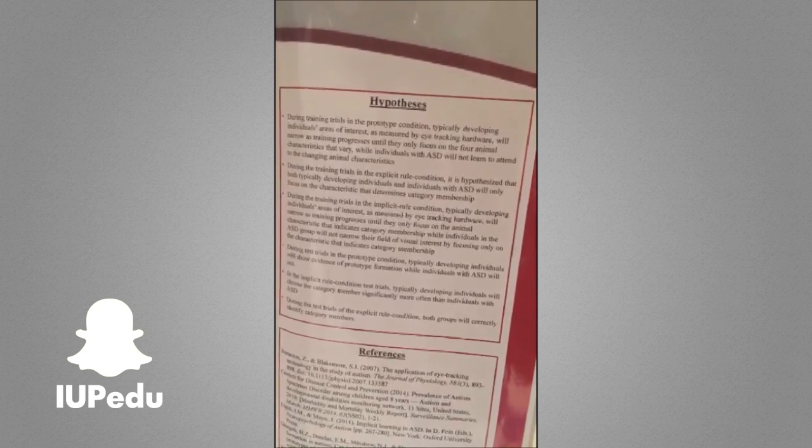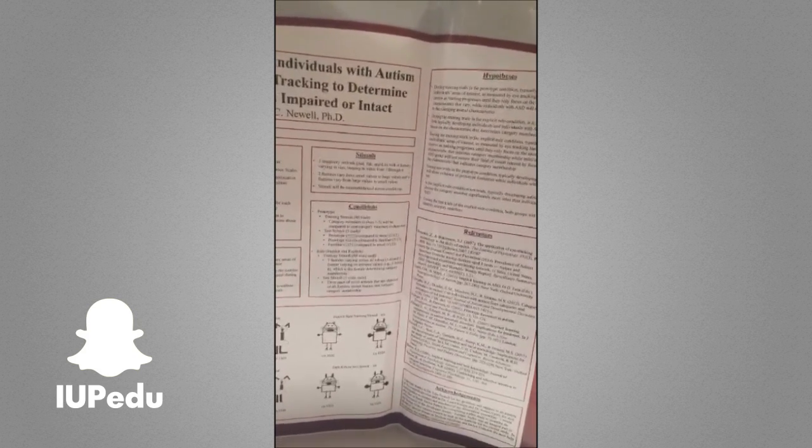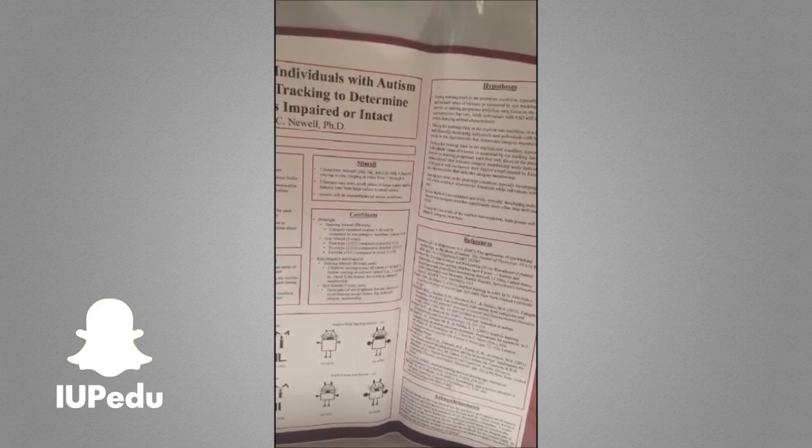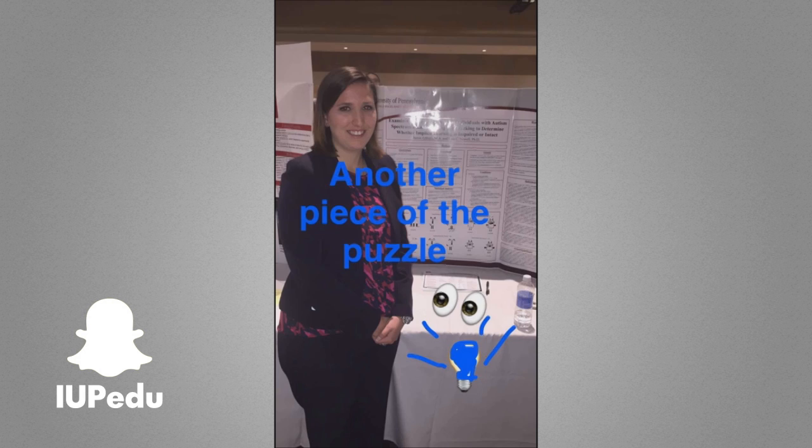what we're expecting is that individuals with autism will have difficulty in the prototype and implicit conditions because they won't be specifically told what features indicate category membership. We expect that they won't learn to selectively attend to the features that indicate category membership, which we will be measuring by watching their eye tracking movement.